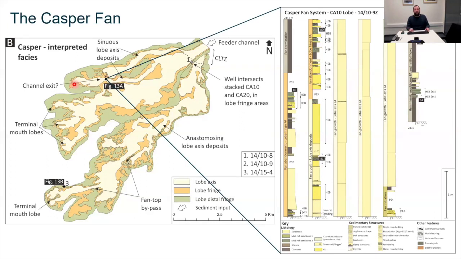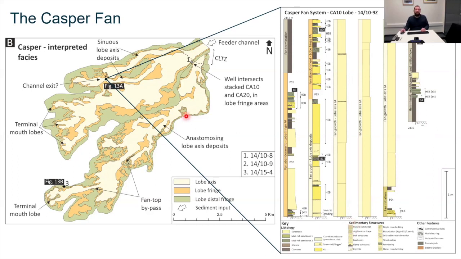Sorry, just before you move on to the next one, just look at the thickness. You're looking at sort of 10 to 15 meters, maybe 10 meters, of continuous section. Certainly for this part, you've got 5 to 10 meters of stacked high density turbidites. The grain sizes are fine to medium.